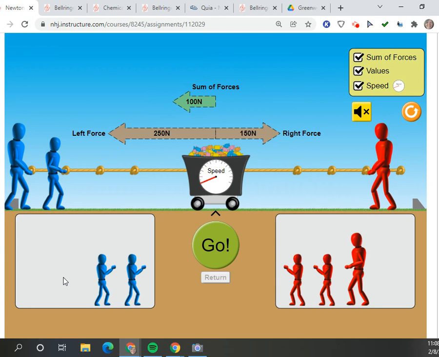So now which side's going to win? The blue side, because the sum of our forces goes to the left. All right. I feel like we kind of got that under control.